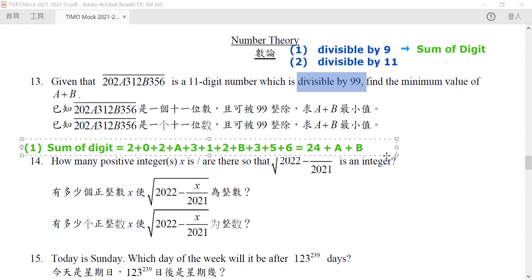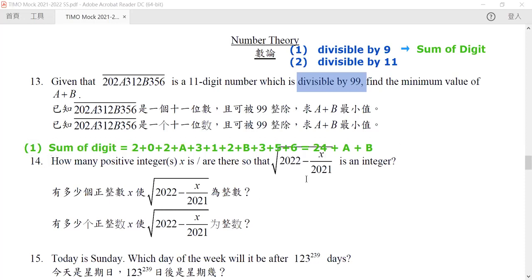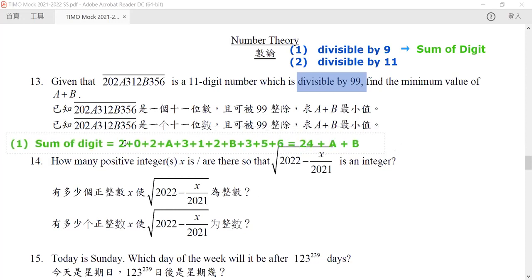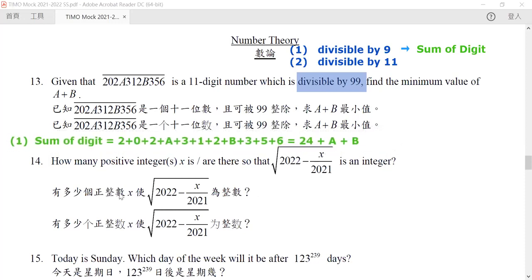This number must be divisible by 9. Okay. So here comes the question. What will this number be? Because it must be divisible by 9, it means that a plus b either is equal to 3 or is equal to 12.